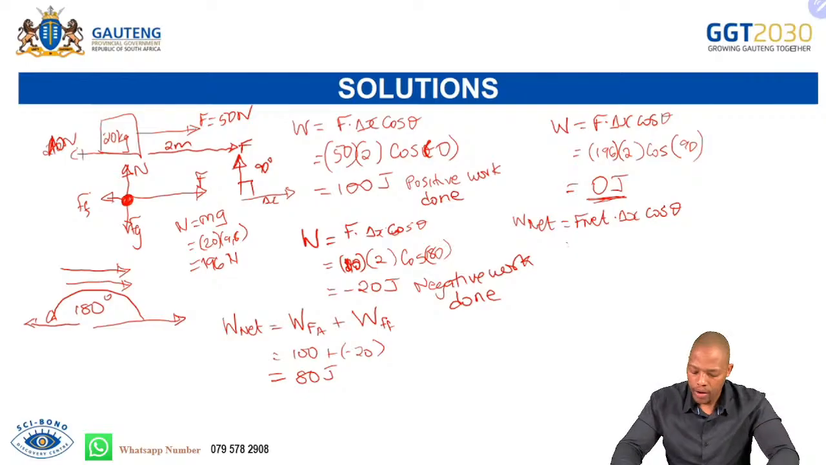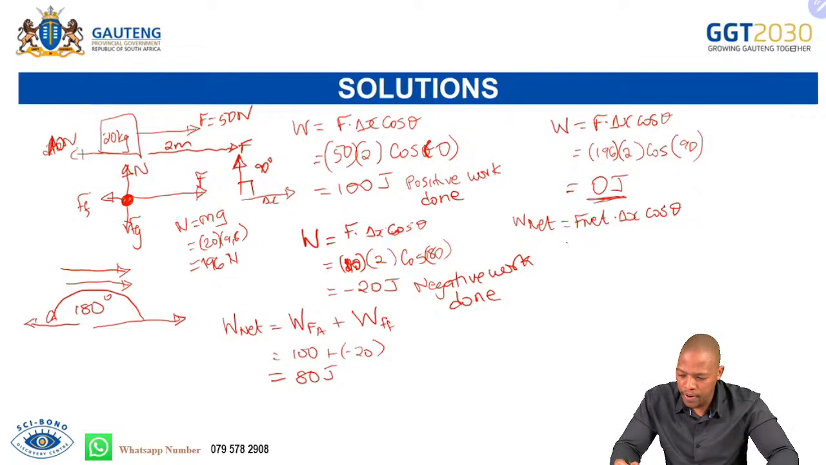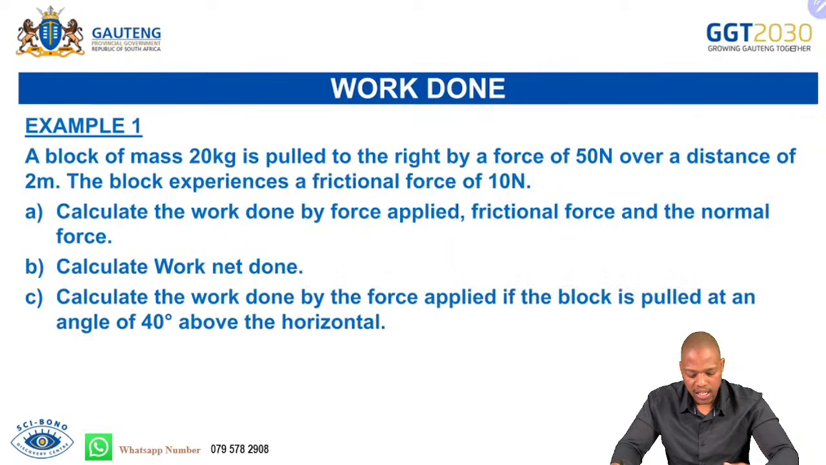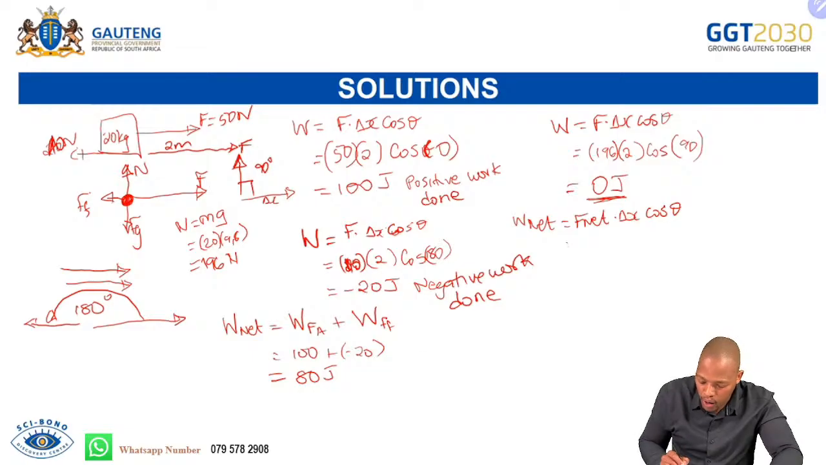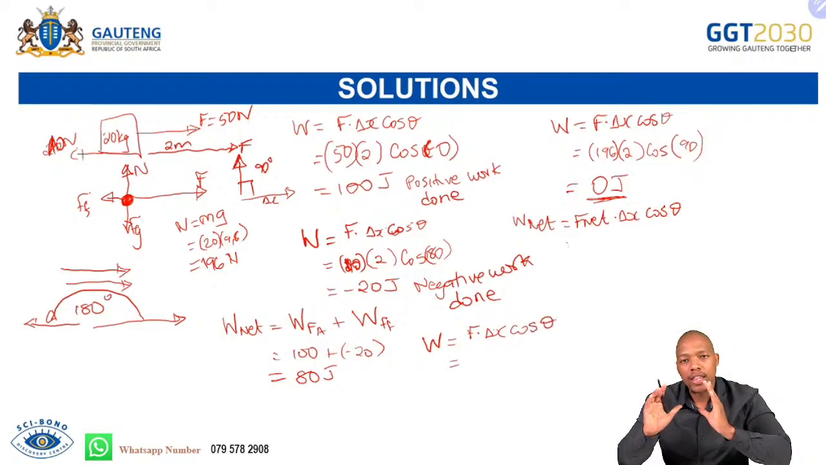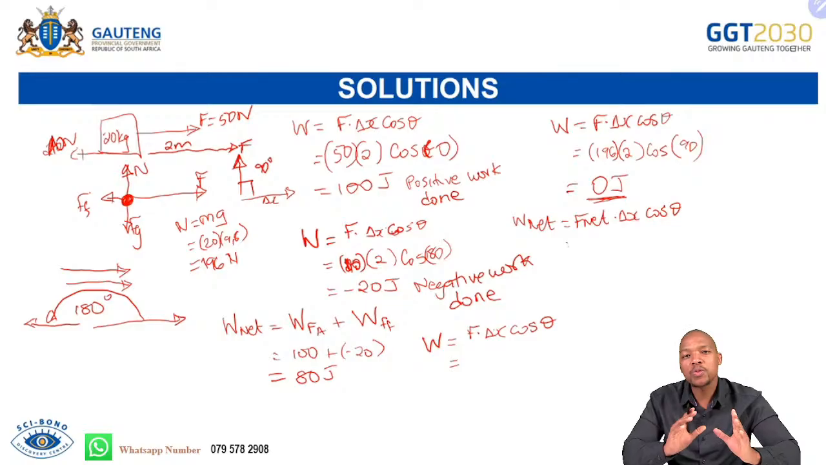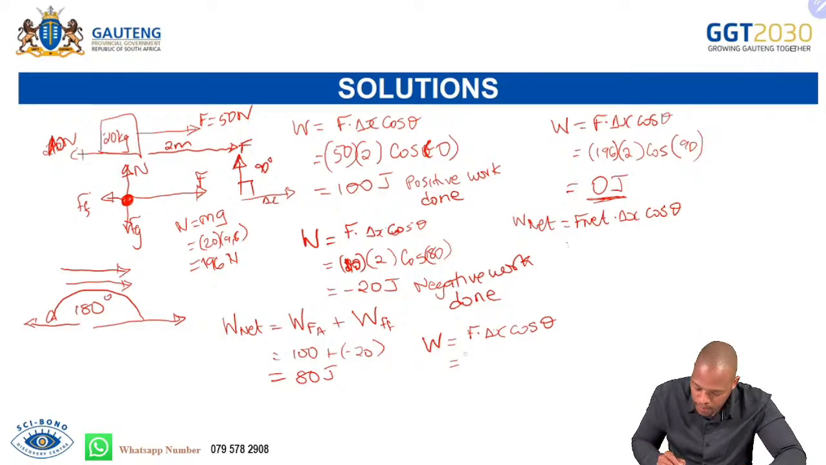Okay, right. Then the previous question, or the last question, was asking us to calculate the work done by the same force applied, if the block is now pulled at an angle of 40 degrees. Then we are going to say work done is equal to force delta X cos of theta. We keep doing the same thing. The difference is the angle between the displacement and the force in question. That is it, grade 12.